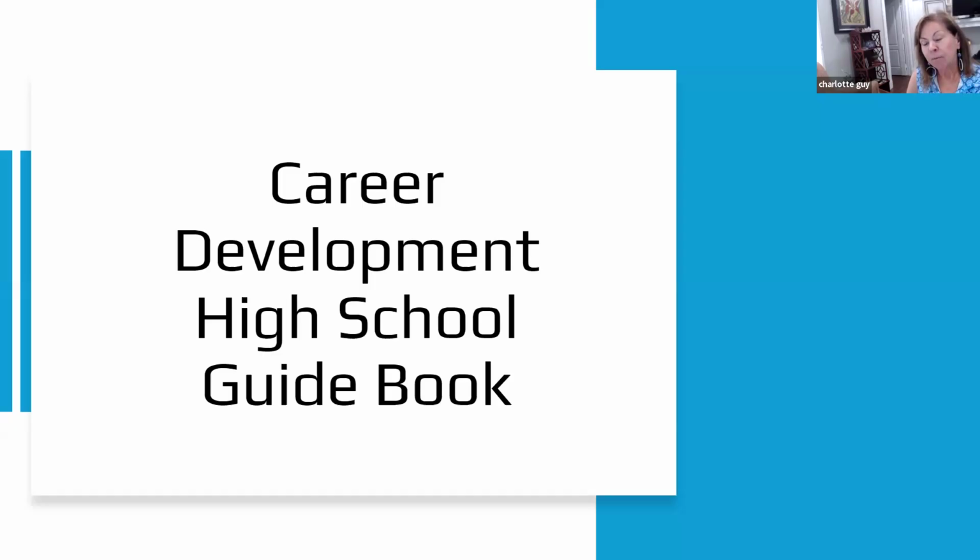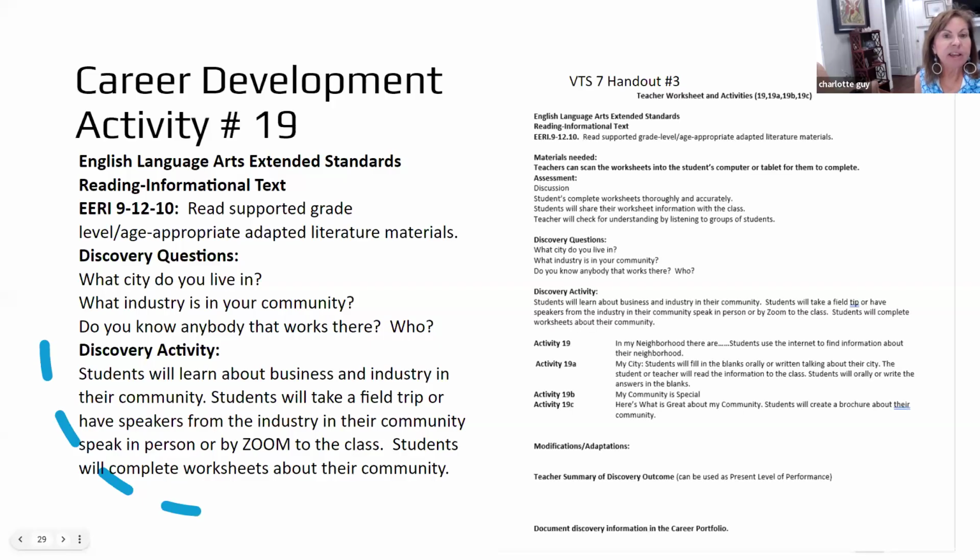So that really told us a lot about Sarah. So that's what we're looking at when we're looking at those reflections and the summary of that information. So as we go on to the next slide, this is for the high school, and this is looking at reading information text. And we're looking at grades 9 through 12, to read supported grade level appropriate literature material.